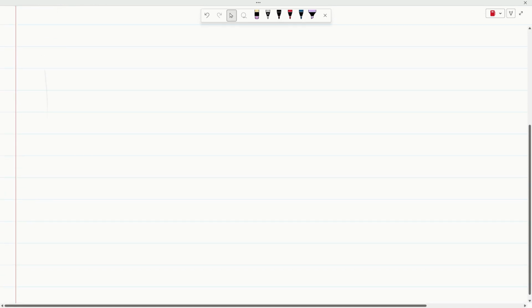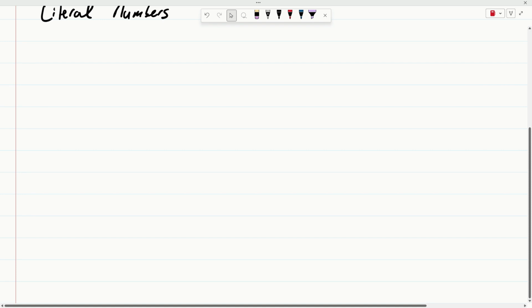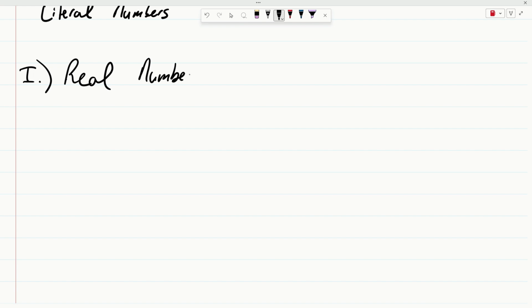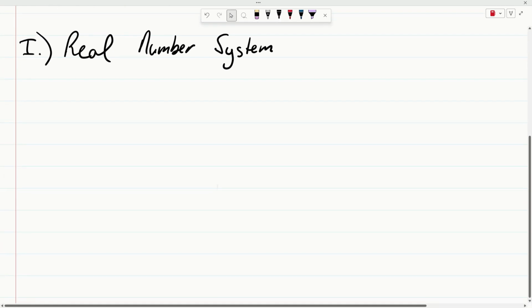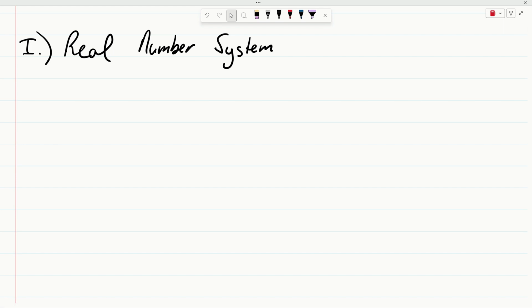So let's first focus on the real number system. Now, a lot of this is going to be things that I think you already know. It's just maybe it was never presented to you like this, or maybe nobody ever asked you these questions before. So first, the real number system is made up of different sets of numbers.